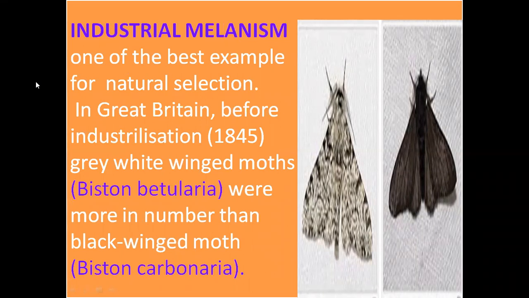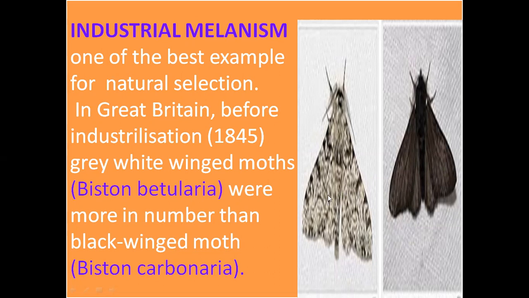One of the best examples of natural selection is in Great Britain before industrialization, in 1845: the gray-white winged moth, Biston betularia. There are two types of moths. In this picture, you can see these moths. One is gray or white in color, and the other is black in color.